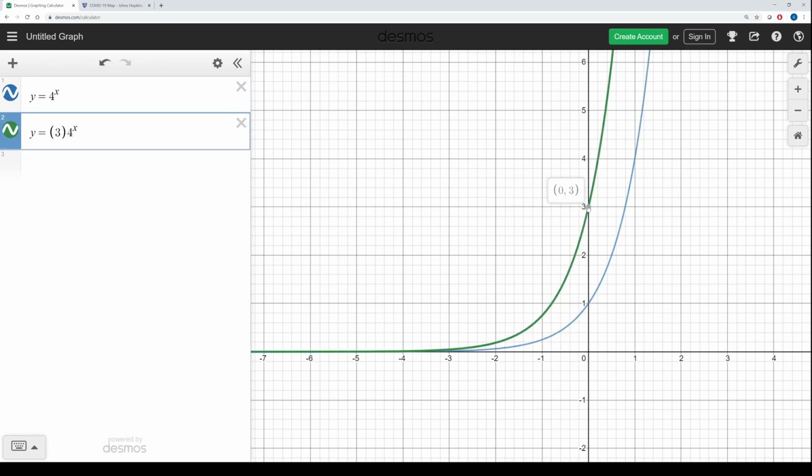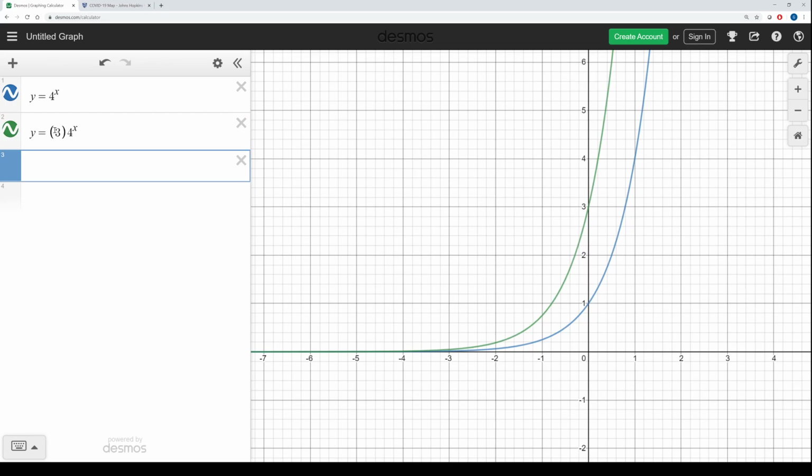So this is 0, 3. Where this function is at 2, 0.5, 2, the green one should be at 0.5, 6, because it's multiplied by 3. There you go. Okay, so it just multiplies every number by 3.